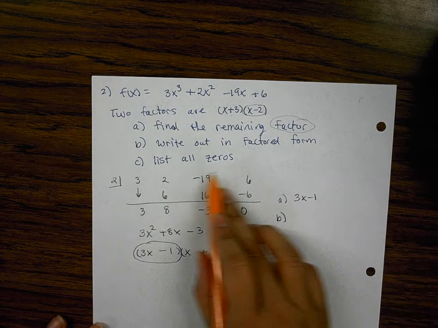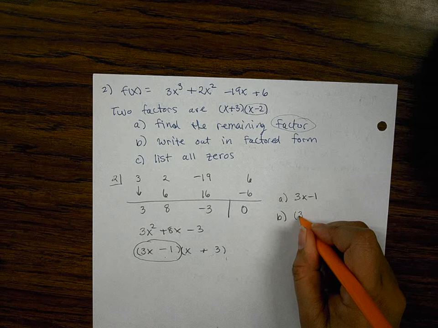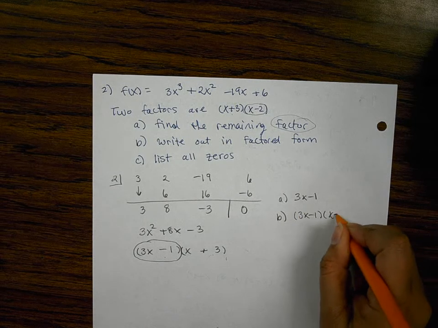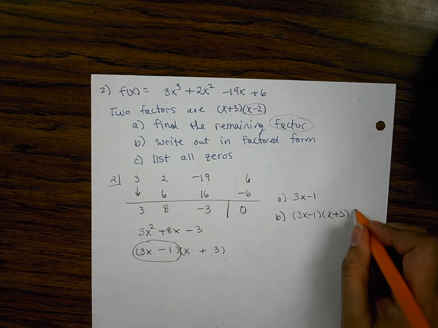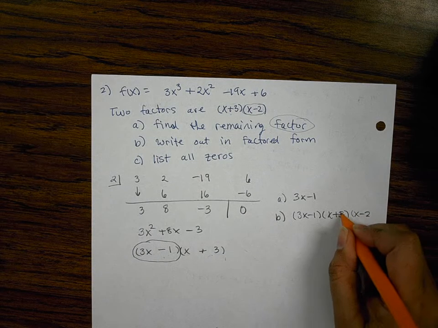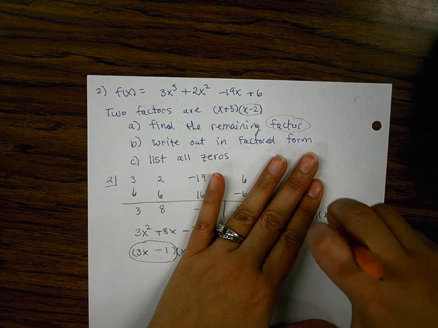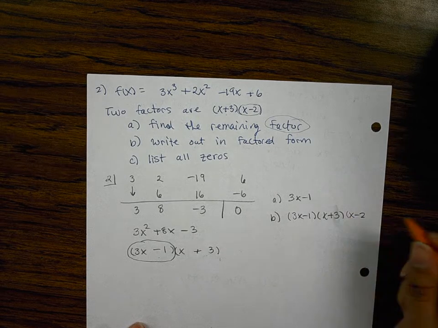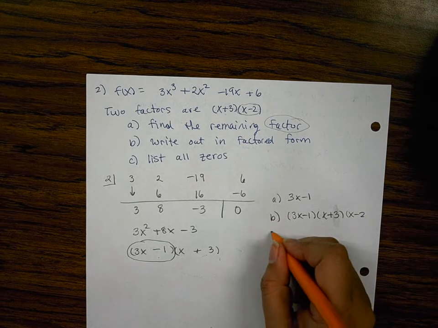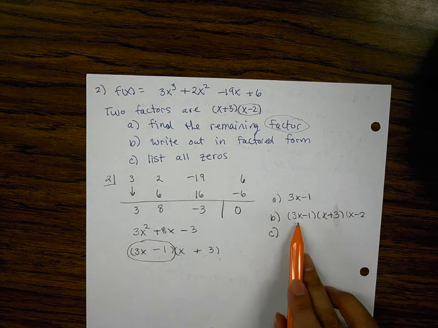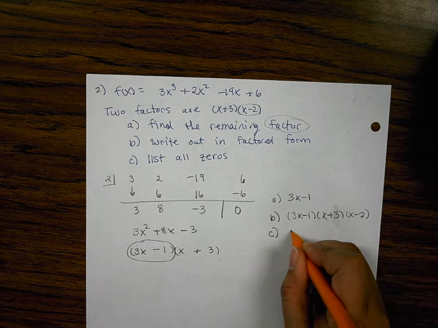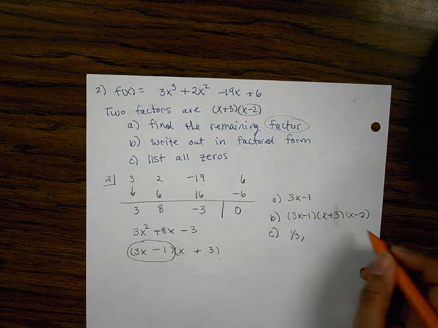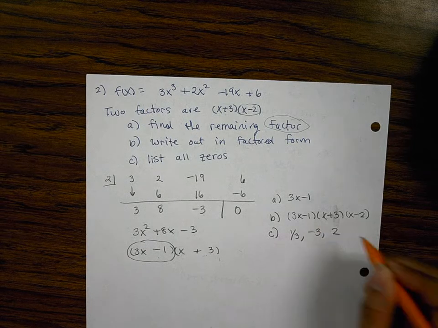Part B, write out in factored form, 3x minus 1, x plus 3 and x minus 2. Again, if you had used the other number, we'd end up with the same answer in the end. And part C, list all zeros. There's 3 of them. Positive 1/3, negative 3, and positive 2.